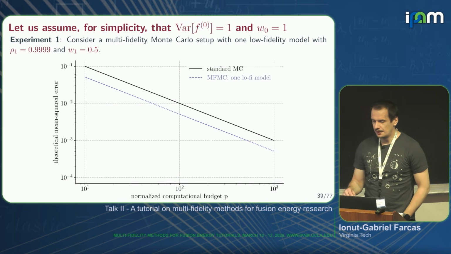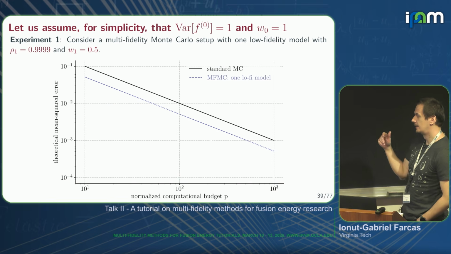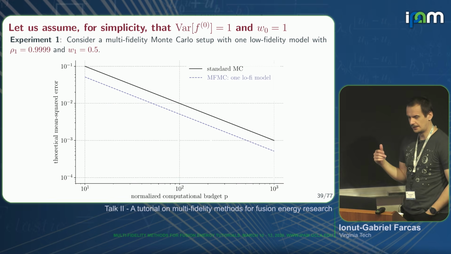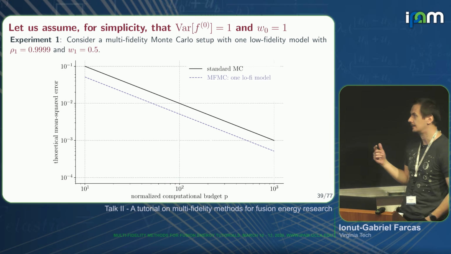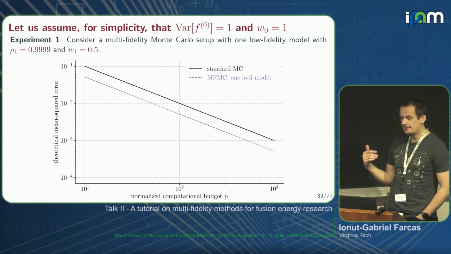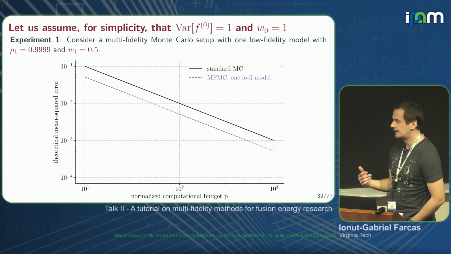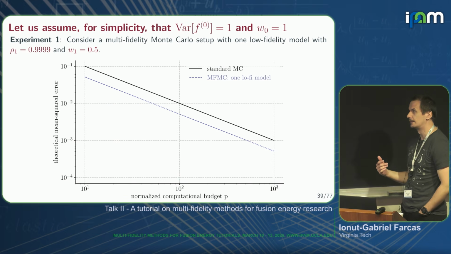As we observe in this plot, comparing the theoretical estimate for the mean squared error of the standard Monte Carlo estimator that uses just the high-fidelity model and the multi-fidelity Monte Carlo estimator, we get variance reduction because of the low-fidelity model.